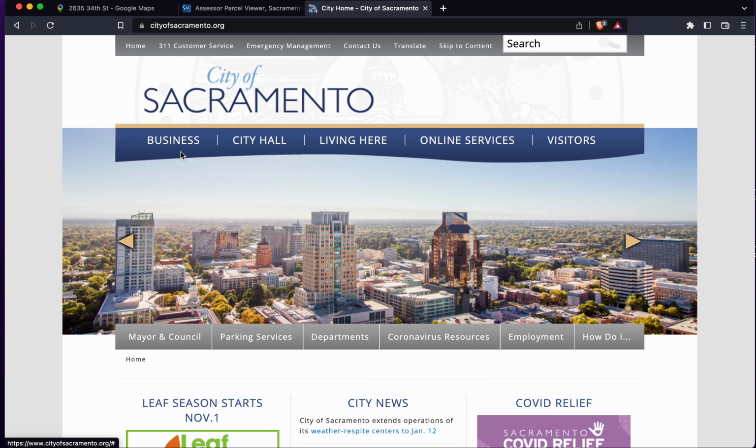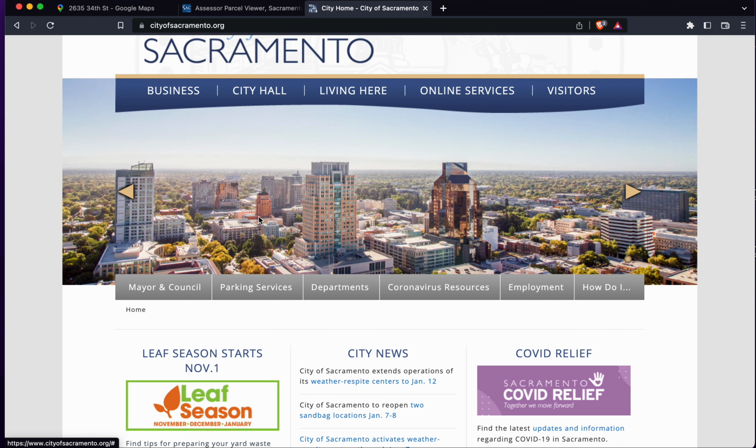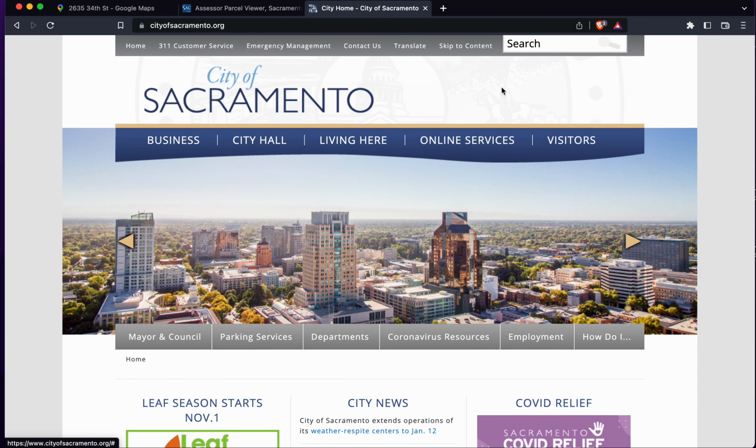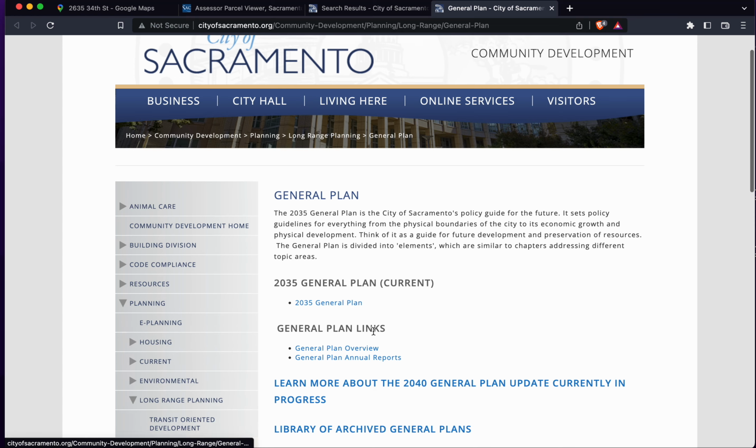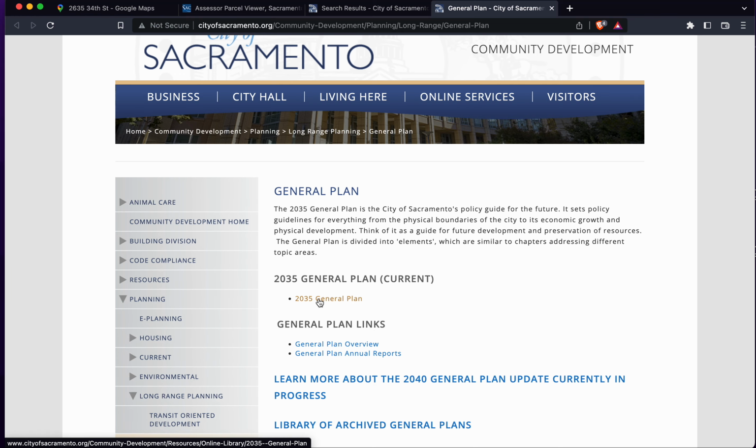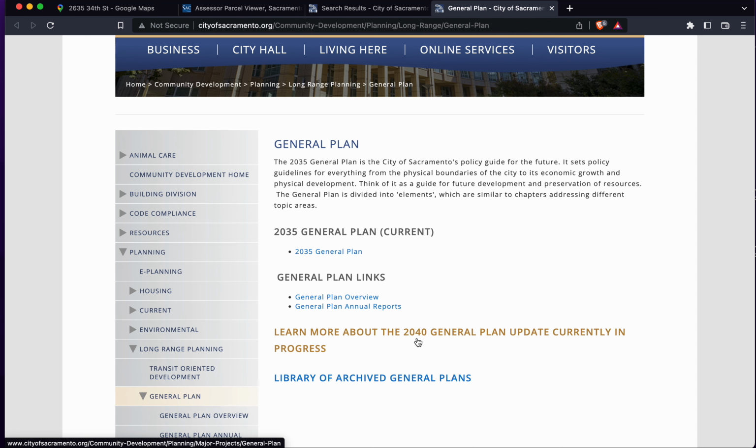On the city of Sacramento website, we always want to look at the general plan. So we can do research here and type in general plan, and here is the general plan for the city of Sacramento. This is the general plan up to the year 2035. Sometimes they plan ahead; the planning department always does. That is their job, to plan for the future. You can see here there's one that's already planned up to 2040. So let's look at the general plan.